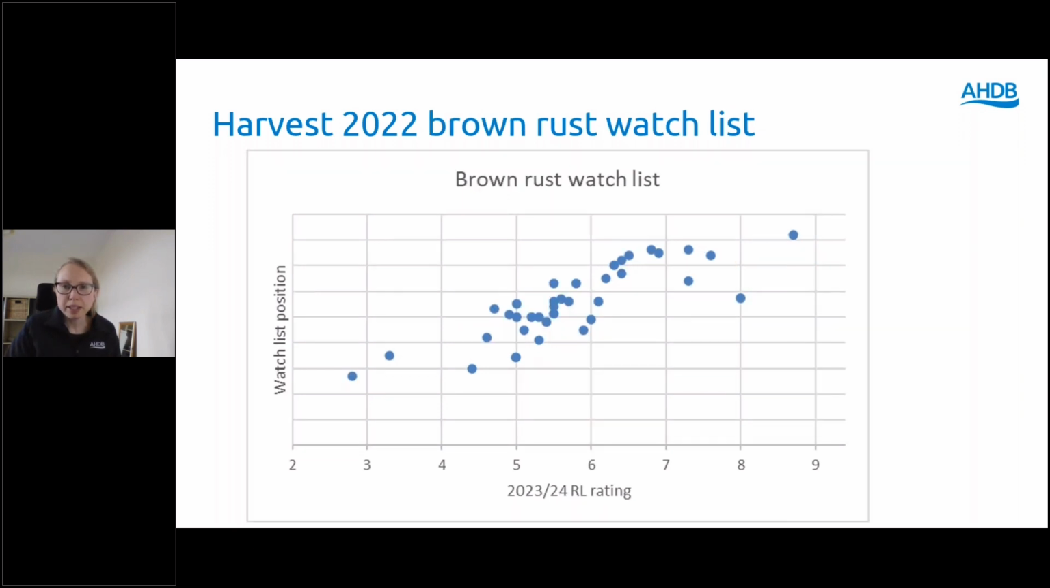For the first time this year, we have released a brown rust watch list, and here the situation is slightly different. As you can see, most varieties have performed as expected. This is the same chart as I've just shown for yellow rust, and you can see for brown rust there's a good correlation between the main RR rating and its position on the watch list.